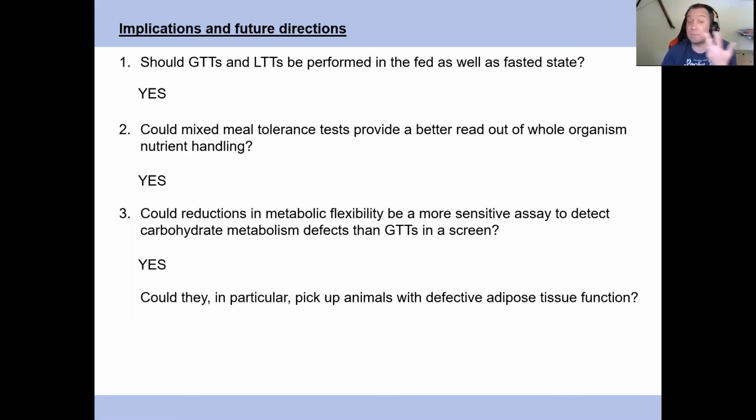And could they in particular pick up animals with defective adipose tissue? I would say we're not quite there. We need to work out which tissues are overrepresented in animals with impaired metabolic flexibility, where the genes are expressed. So we think it could be the case, but we're at the moment in the process of trying to confirm that. Okay, so that's it.